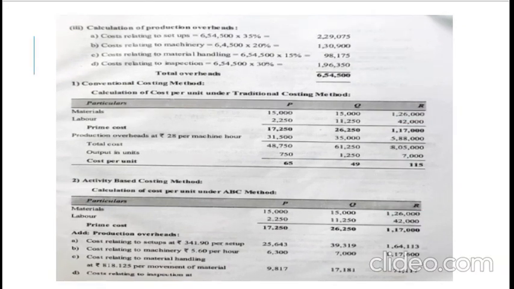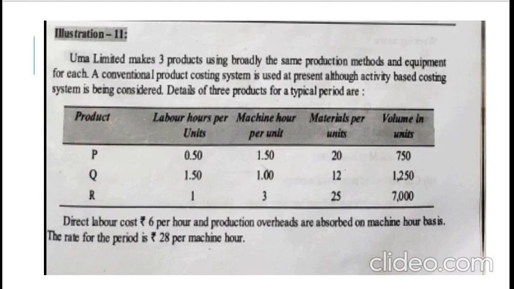Then we have our labor hour calculation. In your labor, what is the information given in the question is labor hour per unit 0.50. So for 1 unit, it takes 0.50 hours. Then for 750 units, how much is it? First you will calculate your hours. This is not the cost what they have given you. This is your material per unit, which is nothing but material cost per unit. If you multiply with the number of units, you get your total material cost.